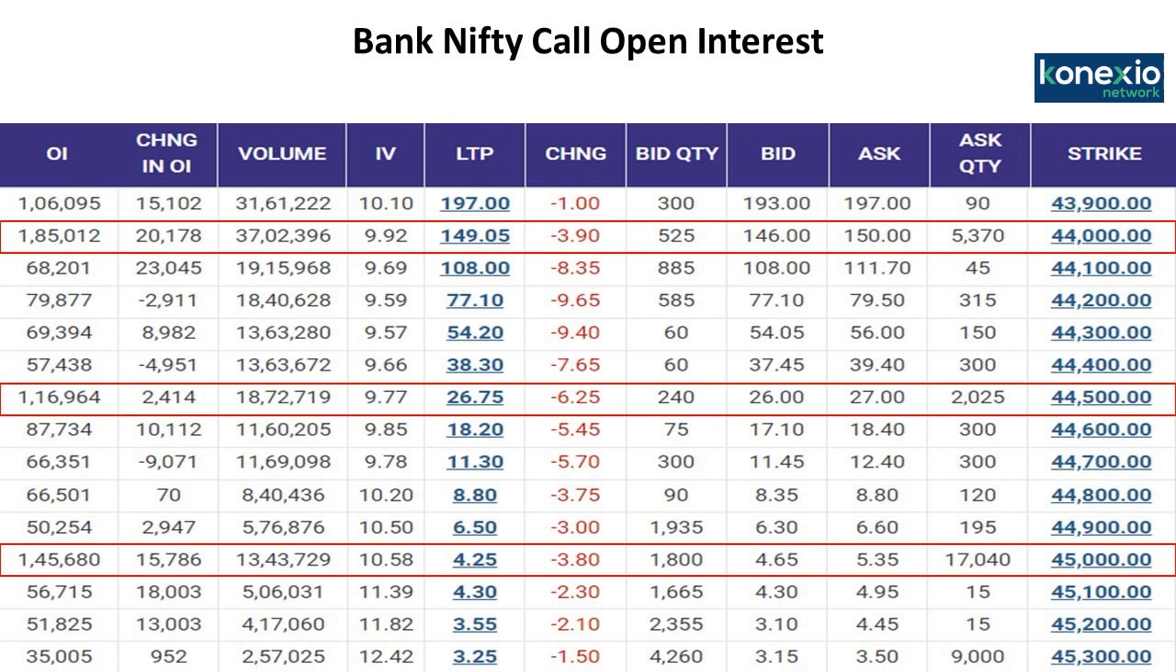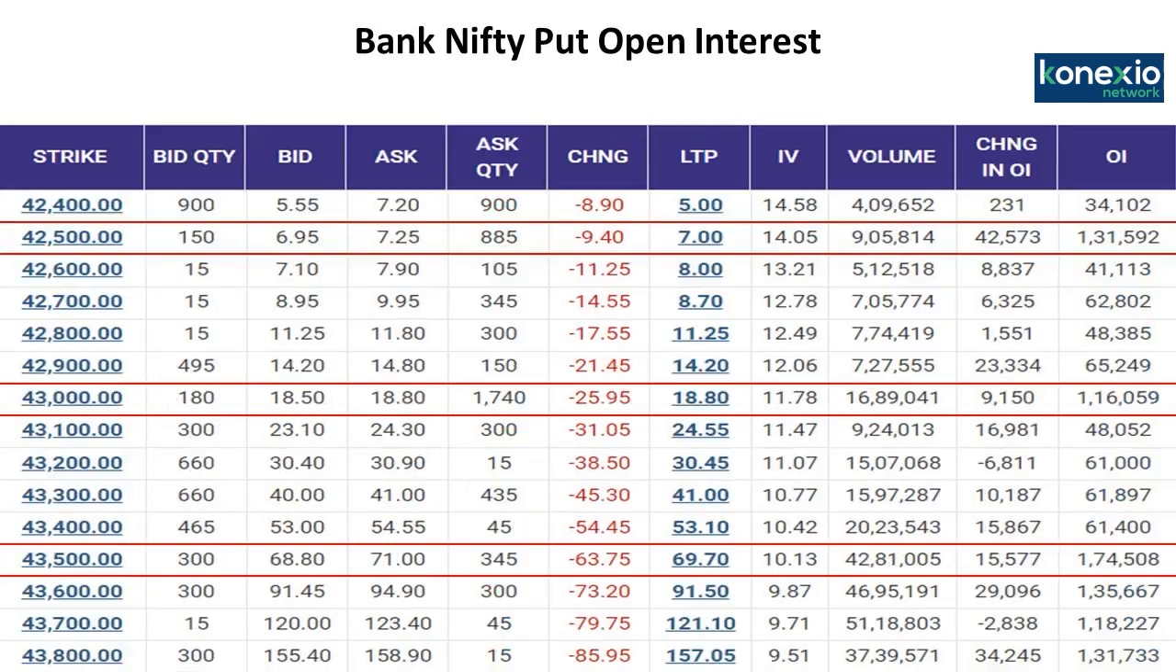So now let us discuss the Bank Nifty put data. In Bank Nifty puts, you will see on the screen the action was seen in 44,300, 44,500 puts, 43,500 puts, below that 43,000 puts, and 42,500 puts. Now here you can see there has been a significant drop in option premium. There has been a rise in the open interest.